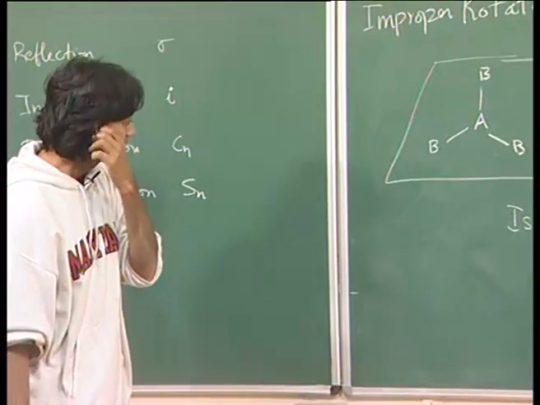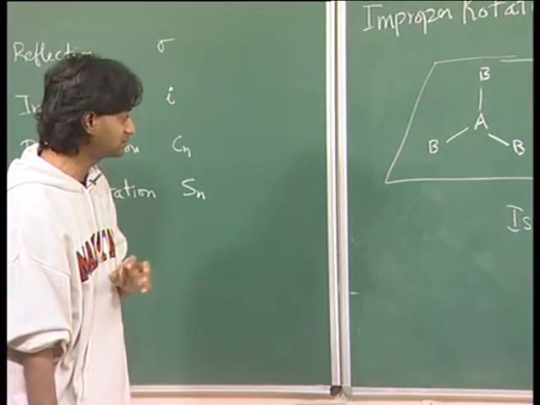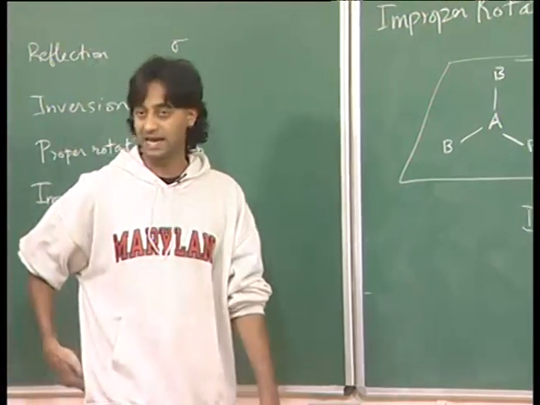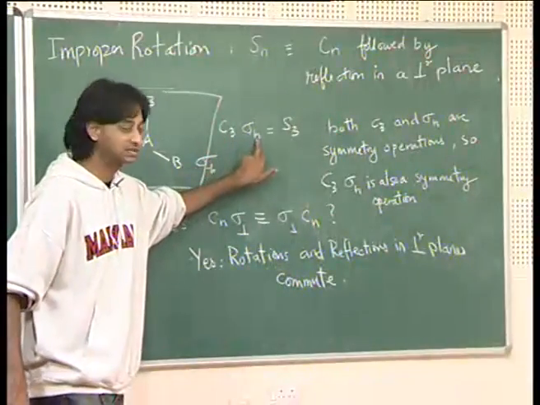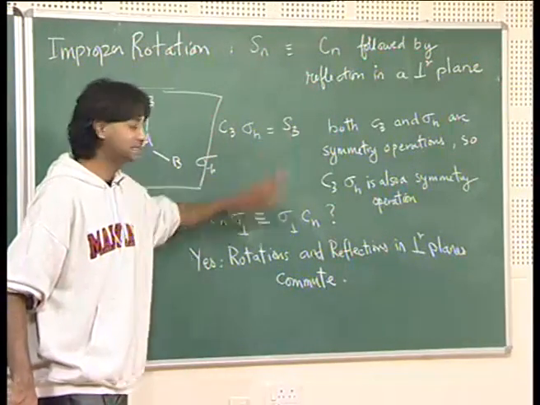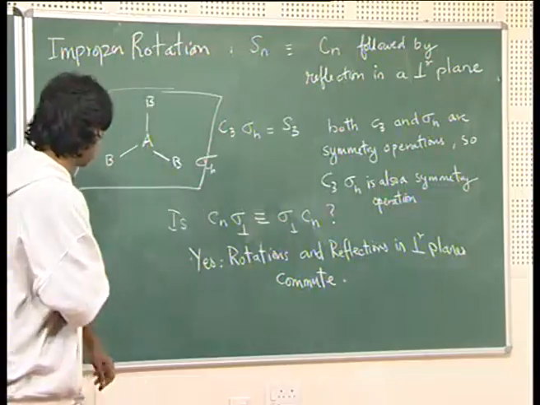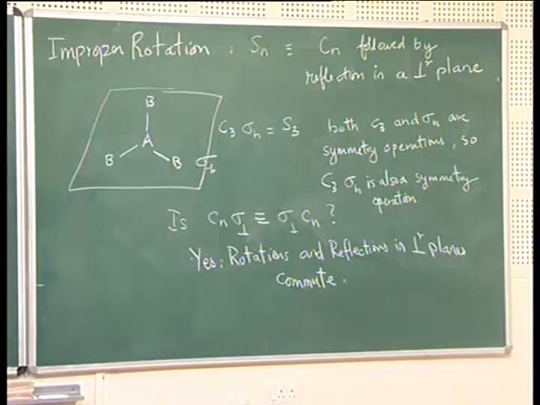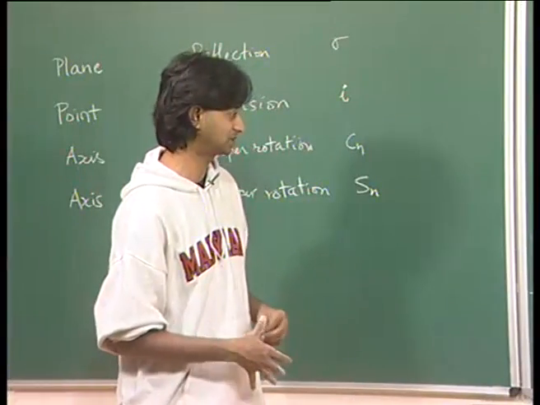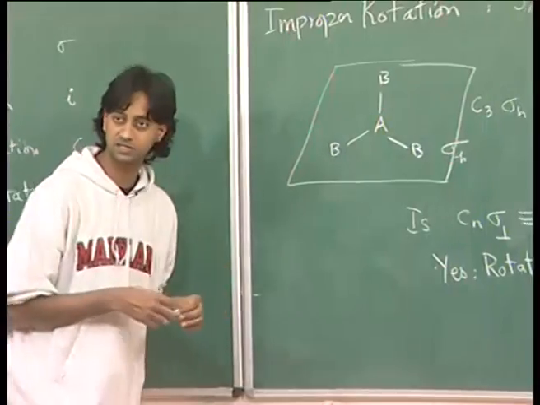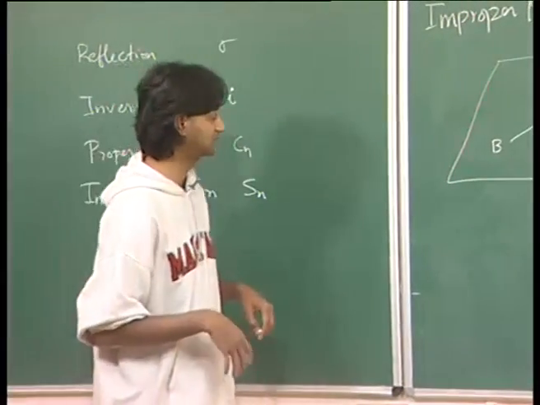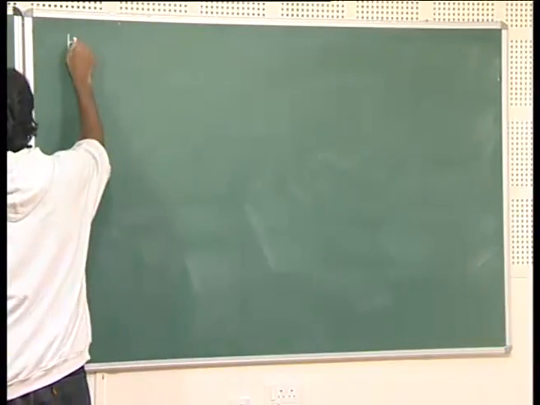Okay. So now the next thing is, can you find a molecule that does not have a C3 axis, does not have a sigma h, but has an S axis? Now, to do this, we will look at an example and then it will become clear. Okay, so we will look at staggered and eclipsed conformations of ethane. So, let us look at ethane.